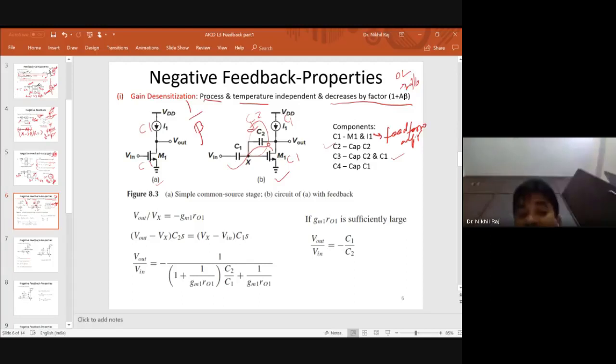And what is it sensing here? It is sensing current, because from here the current division takes place. So C2 is sensing your current. Then third was your feedback network. What is the feedback network? C1 and C2 is your feedback network.